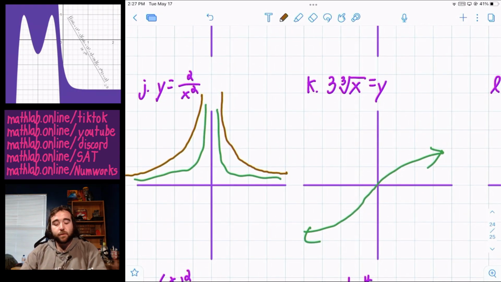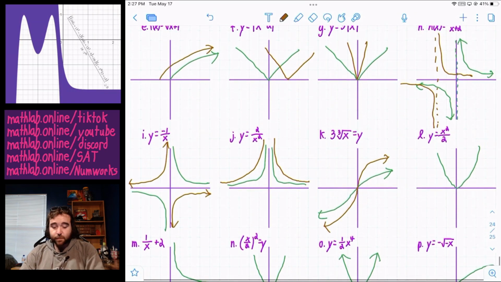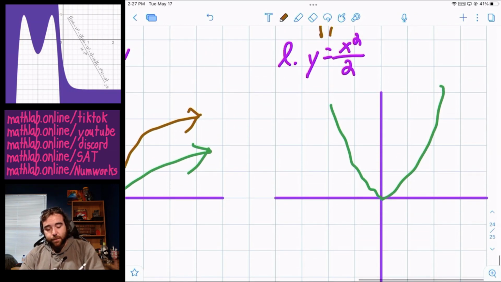That makes sense. Here we're multiplying all the y values by 3. So it's also going to pull it out more. Make it taller. This one's dividing by 2. So that's going to make it shorter.